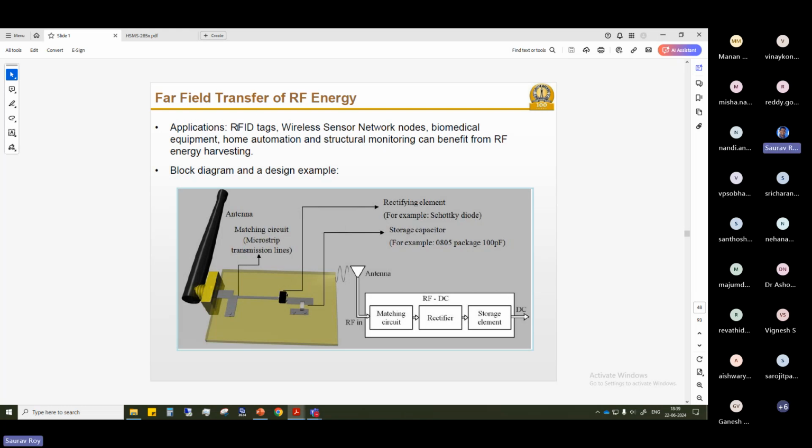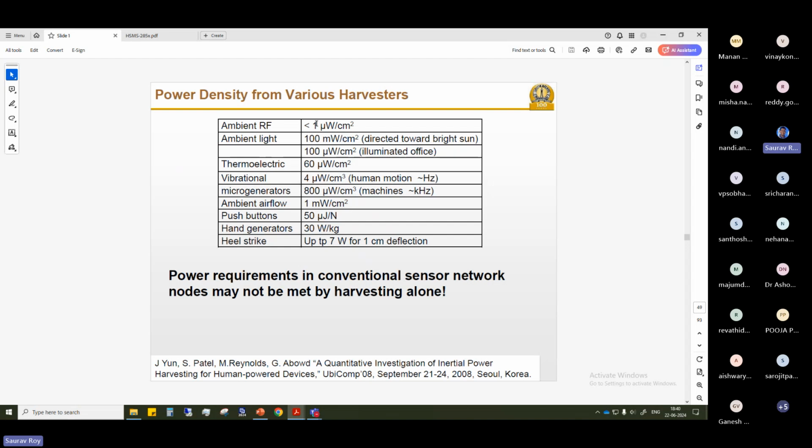Applications are obviously RFID tags, wireless sensor network nodes, biomedical equipment, and different automation things in the new age smart circuits or devices. They might have very low power requirements, which can be met through this kind of harvesting circuit. Now we will see one by one. There are differences in how much power you can actually harvest.